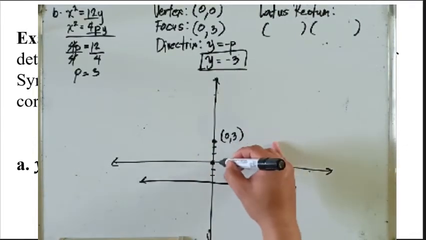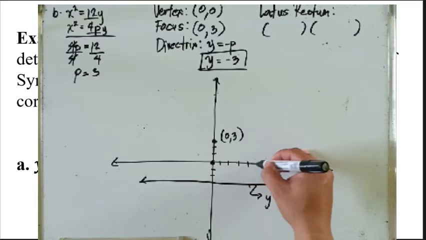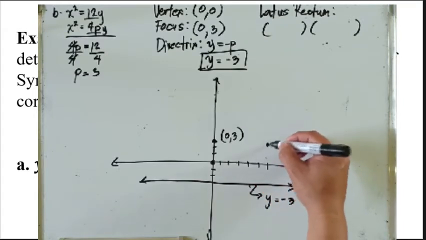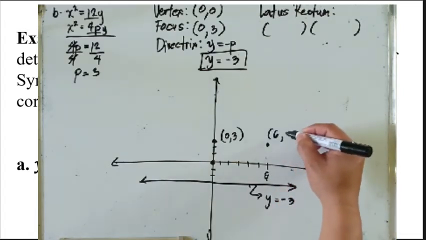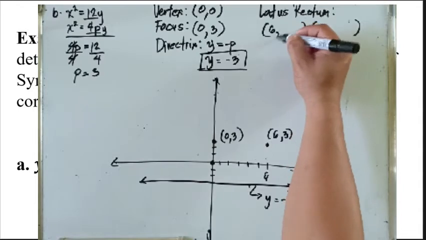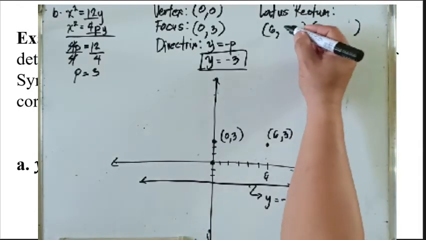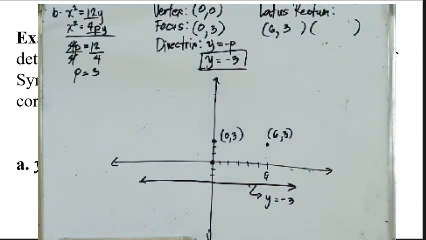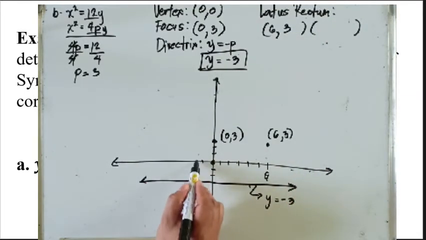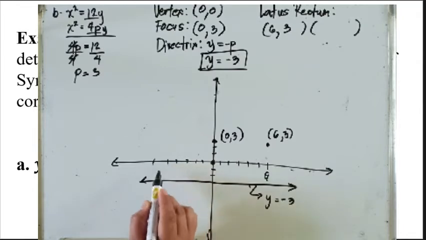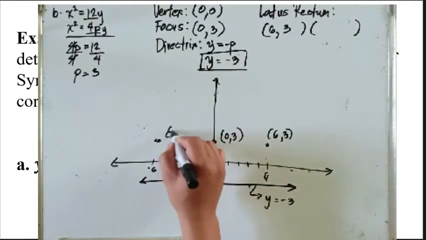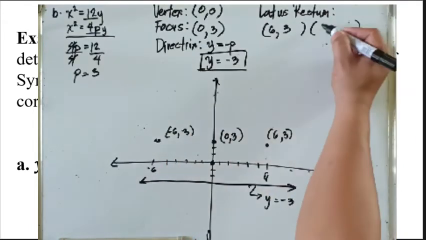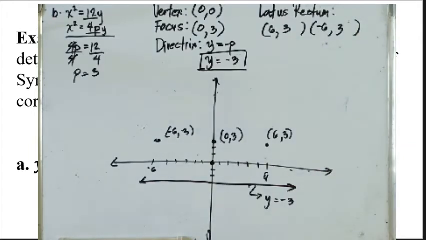So let's count 6 units. 1, 2, 3, 4, 5, 6. So what is that point? That is (6, 3). So one of the endpoints is (6, 3). How about on the other side? 1, 2, 3, 4, 5, 6. That's -6. So to complete the endpoints, we have (-6, 3).